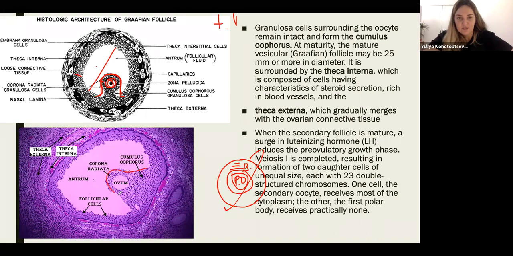All of this is cumulus oophorus. It consists of the granulosa cells, right? These are also granulosa cells, but they're surrounding the cavity of the tertiary follicle. Only after ovulation, residual granulosa cells will create corona radiata, but we'll talk about it next class. For now, it means nothing to you. So this is simply cumulus oophorus surrounds your oocyte.